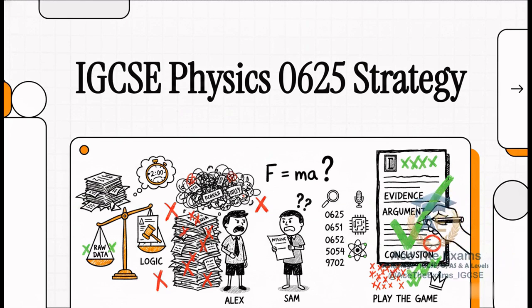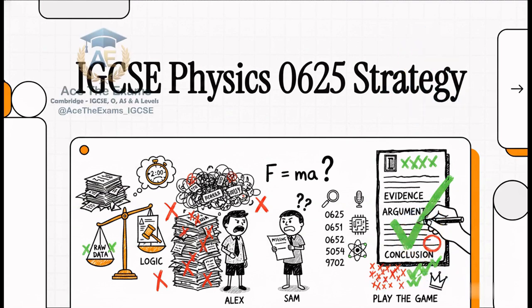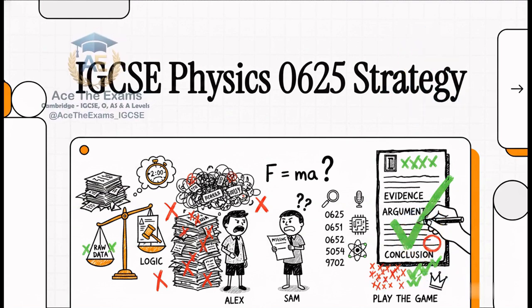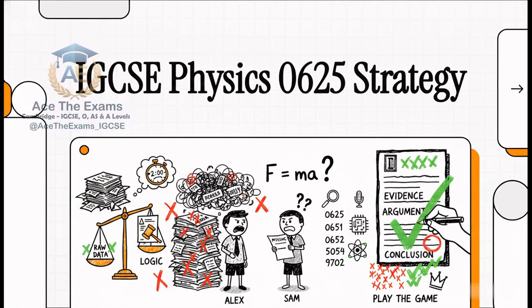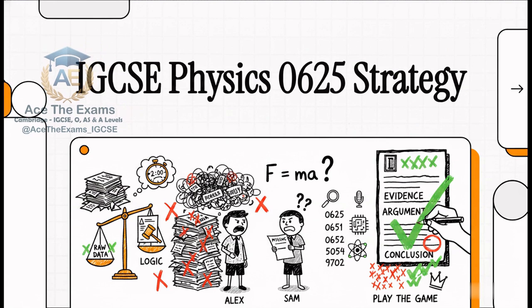Whether you're taking syllabus 625, 651, 652, 5054, or 9702, the game is exactly the same. To secure those top marks, you need to build your case like a top-tier barrister. You need irrefutable evidence, airtight arguments, and an undeniable conclusion. Right now, on your screen, you're seeing a dynamic split screen showing a real Cambridge physics past paper question, and there's a timer ticking down.